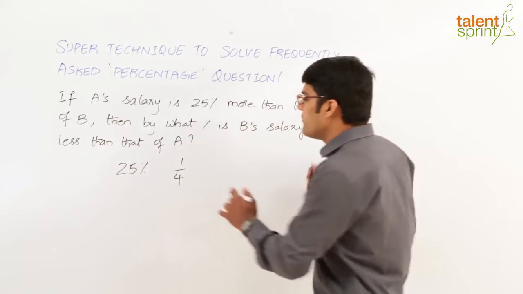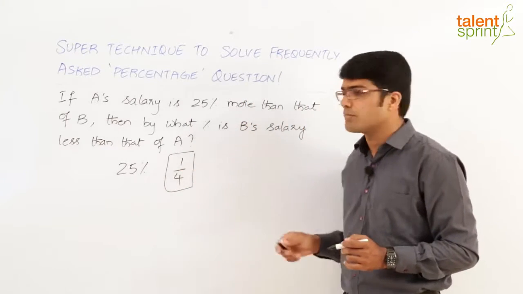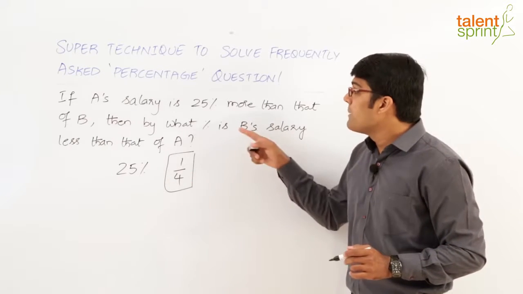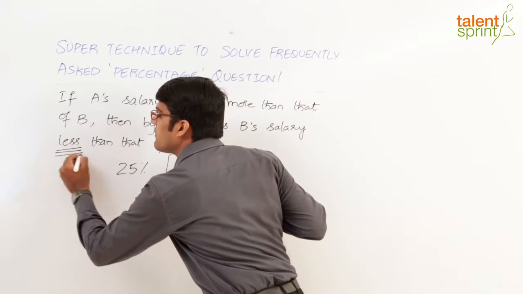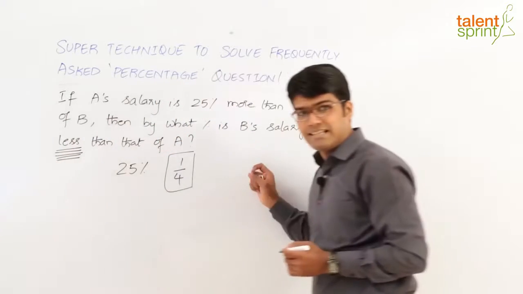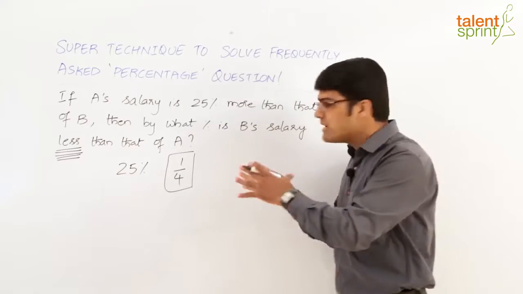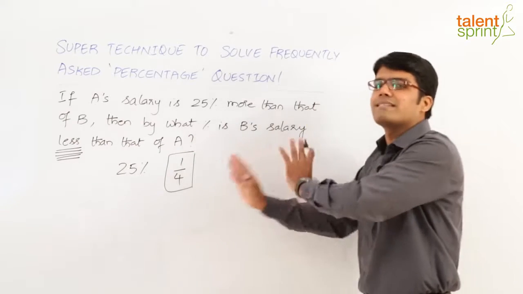All we need to do is focus on this fraction here, right? 25% is 1 by 4. Now A's salary is 25% or 1 by 4 more than that of B. By what percentage is B's salary less than that of A? Now focus on this word here, less. We have to find out B's salary is how much less than that of A. Less. So reduce this fraction, right? Less. We have to reduce the fraction. That's the key word there.